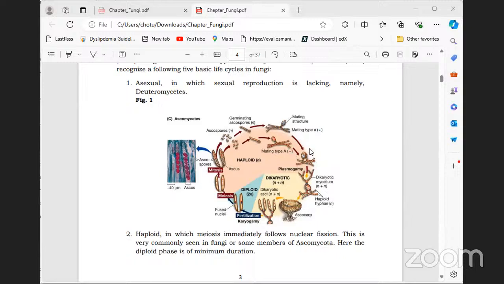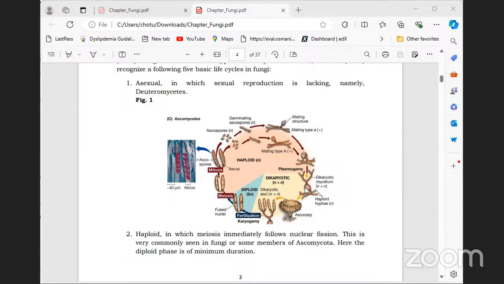After plasmogamy, you can observe two branches like mycelia. This is called the dikaryotic mycelium. N plus N is equal to 2N, yes or no? Dikaryotic mycelium is present, but these are haploid hyphae. Why? Only N-phase chromosomes are present. That's why this is dikaryotic haploid hyphae.